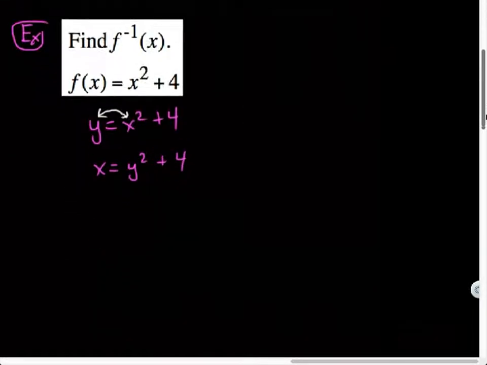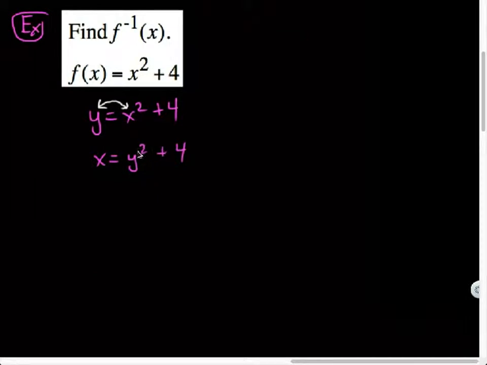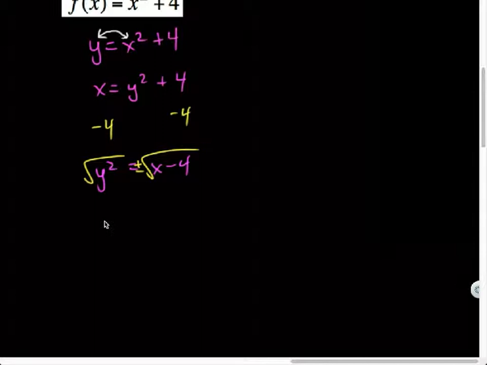And now if I want to find this in function notation, I've just got to solve for this new y. So I would do that by subtracting 4 from both sides. And I would have x minus, actually I might flip it. Y squared equals x minus 4, because I'm now trying to get y by itself. And then what would I do to get rid of the square? Root. Plus or minus, don't forget. So we'd get y equals plus or minus the square root of x minus 4.